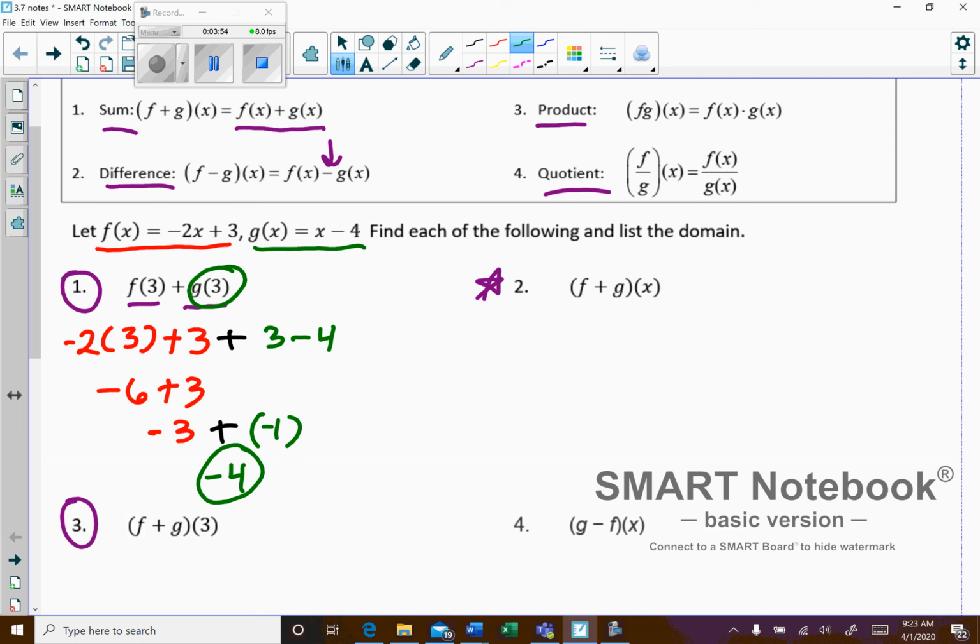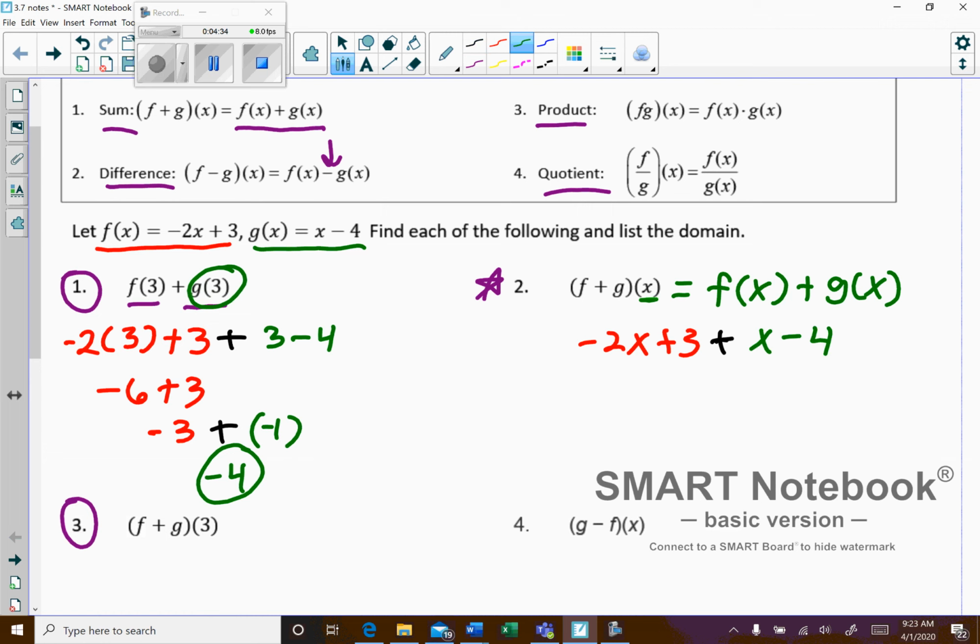Okay, now mostly what we're going to deal with is instead of plugging in values, we're going to just leave x as our value. And that's what we're going to see on number 2 here. So what we're going to do here is you have to know the notation that this is asking us to take the f function, add it to the g function, but this time instead of substituting 3 in, we're just going to leave the x's there. And once again, I'll try to color code this a little bit. So f of x is negative 2x plus 3, and then g of x is x minus 4.